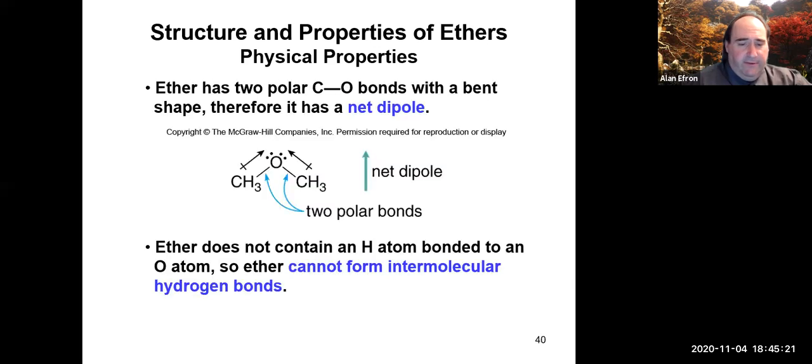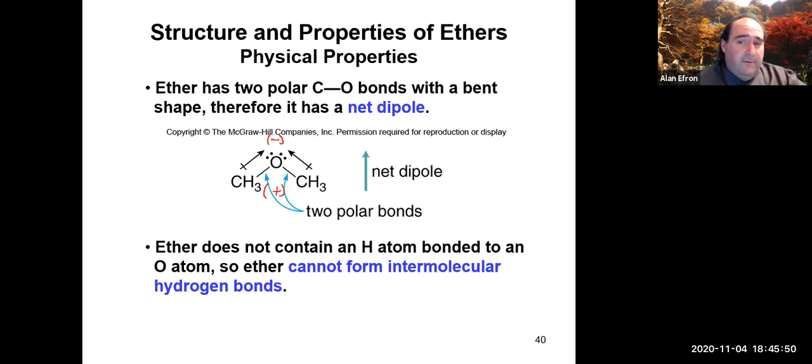Now, in terms of ethers, they do not contain a hydrogen on that oxygen, so it cannot hydrogen bond. But it is a polar molecule. The oxygen is more negative, and this side is more positive coming this way. It is able to do some dipole-dipole interaction, but it cannot hydrogen bond.